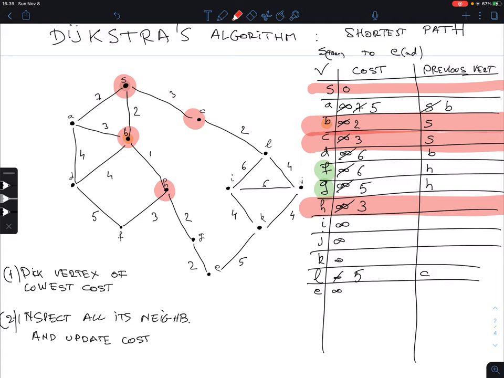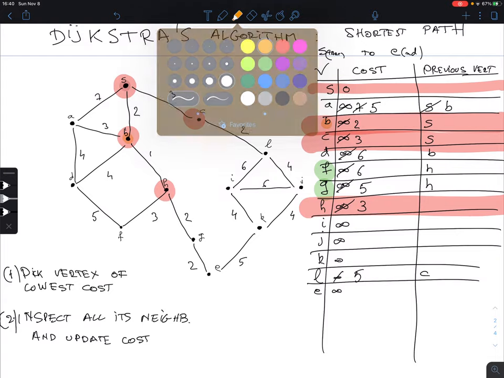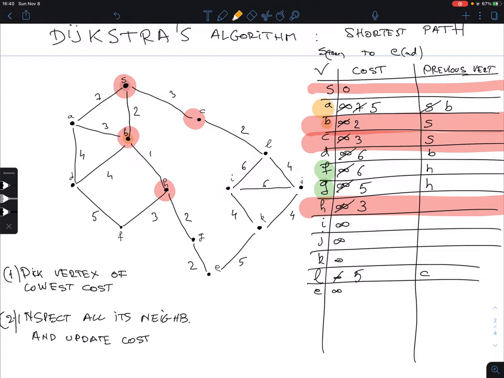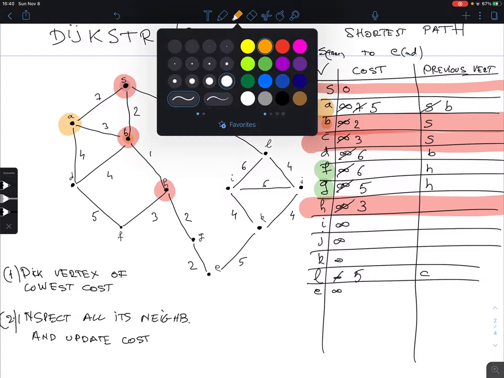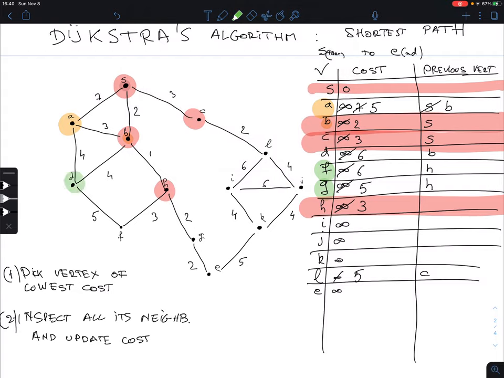And really, I don't think it's smart to pick something else, because you're going to have to do all of them anyway. This only ends when everything is crossed out except for E. So, I'm picking A. And what are A's neighbors? You have only one neighbor that is still in play. That is D. Oh, sorry, I also have to erase these two. A lot of erasing to do, right? D.